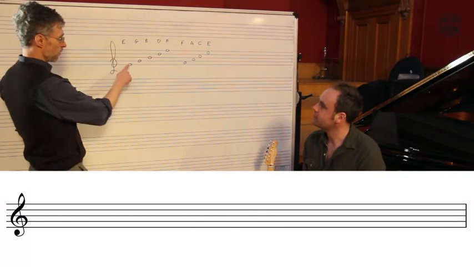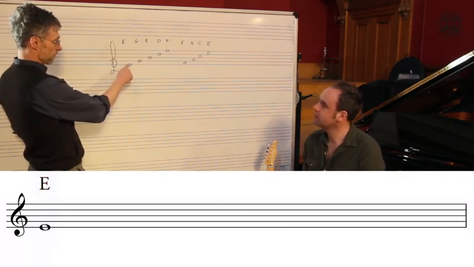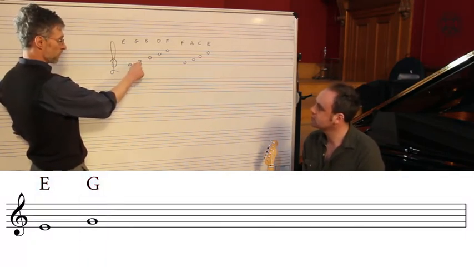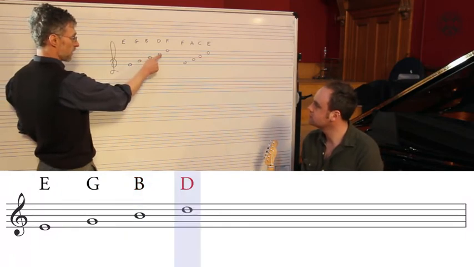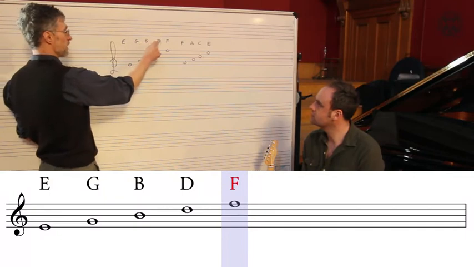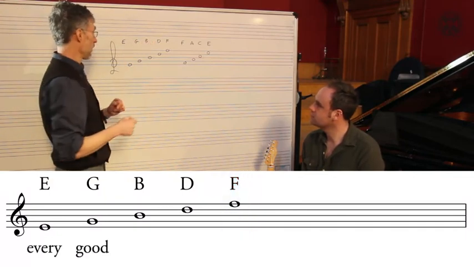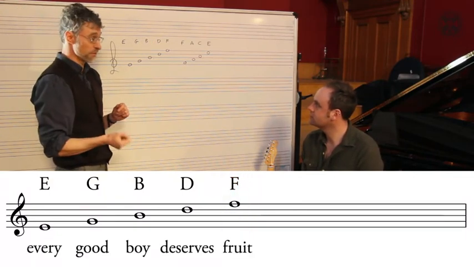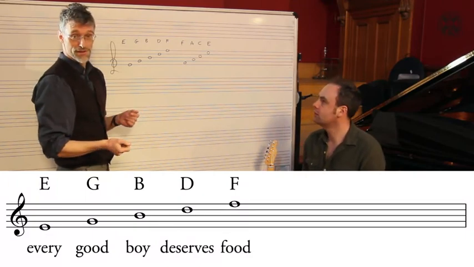So if I start on the bottom line, it's an E. Then the next line is a G. The next line is a B. The next one a D. And then the line at the top is an F. E, G, B, D, F could spell every good boy deserves fruit, football, fun, food.